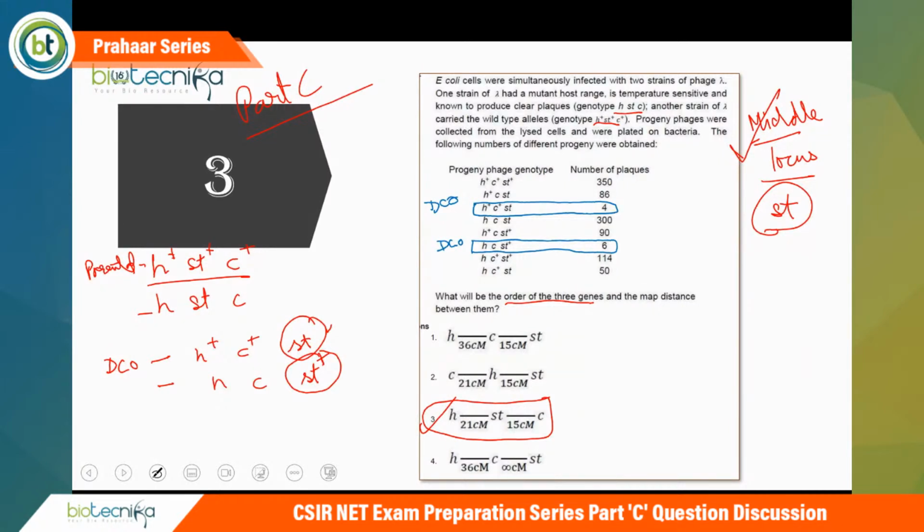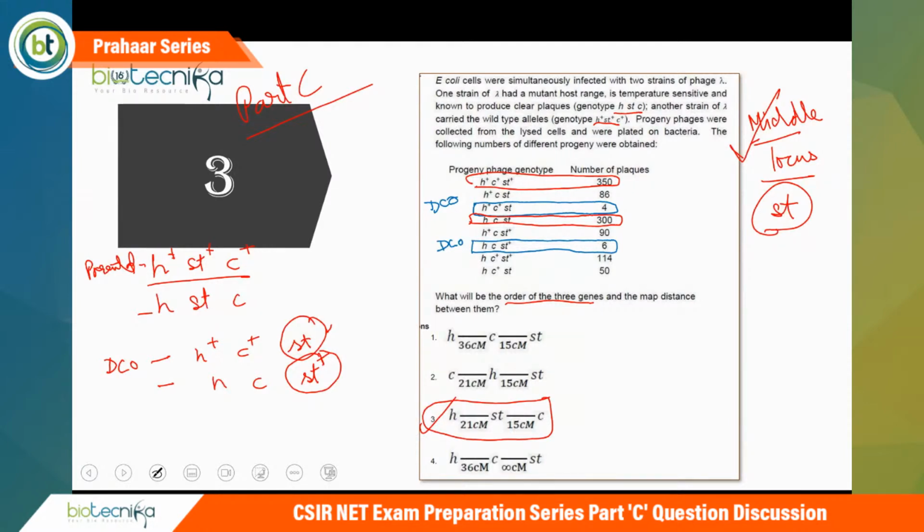Okay. But yes, I will show you how to calculate the distance between the genes as well. For calculating the distance between the genes, we have to consider the single crossovers. These ones that I have marked are the double crossovers, the least values. Similarly, from the table, the highest values, what are they? They will be the parentals, because linked genes will always try to remain together. So if these are the parentals, then what are the other four categories? These other four categories are the single crossover products.